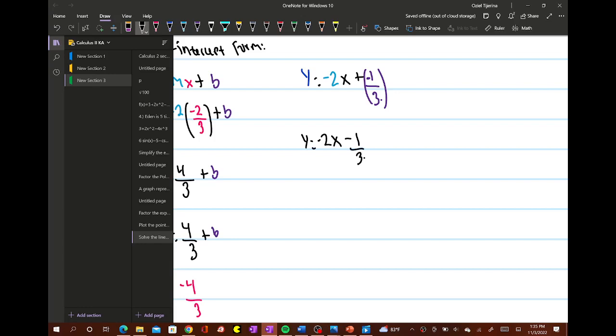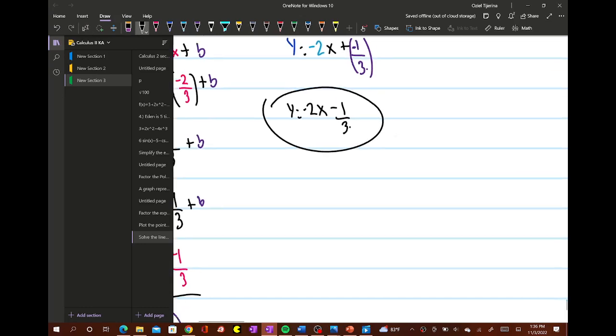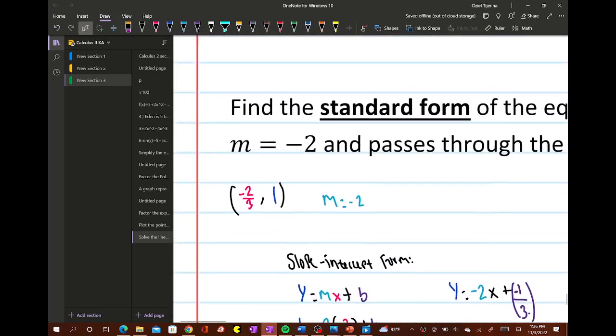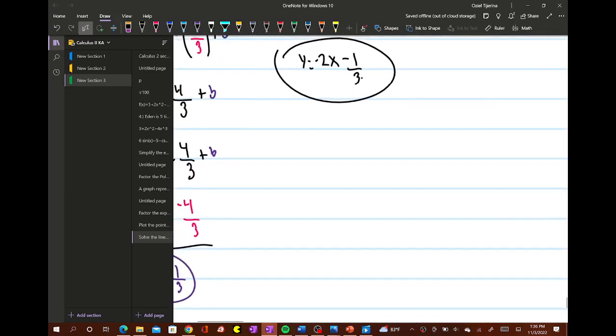Now, the idea is we need to make it so that we can put x and y into one side. Right now it's in terms of y, like y equals, but we want it of this form, Ax plus By equals C, right? So you have y equals negative 2x minus 1/3, and you're going to move your x value into the other side.